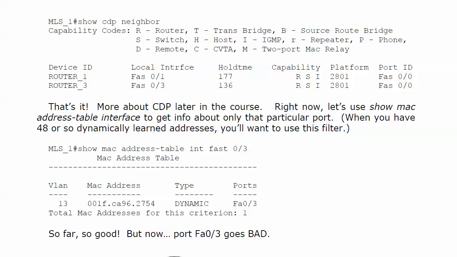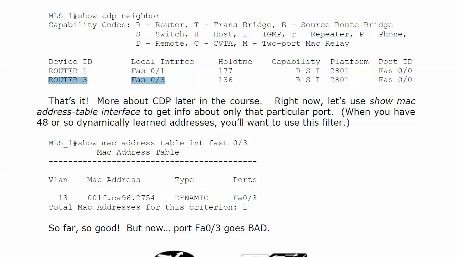And we're looking for the port that router 3 was connected to, and there's that information right there. No need to walk down to the server room and fight with those cables, just run show CDP neighbor and you're good. Now, what I did then is use the show MAC address-table interface command to get information only about that particular port. Now, I could have run show MAC address-table dynamic to get a list of all dynamic entries, but when we have 48 or more dynamically learned addresses, this interface filter is one that I think you'll want to use.